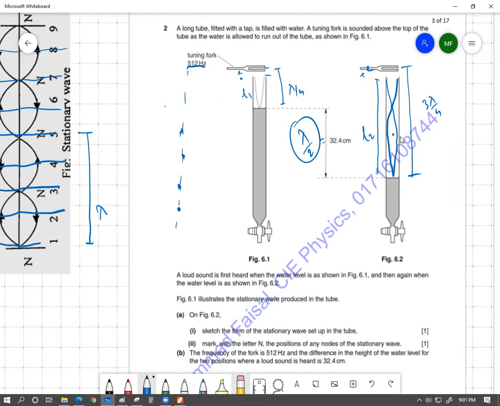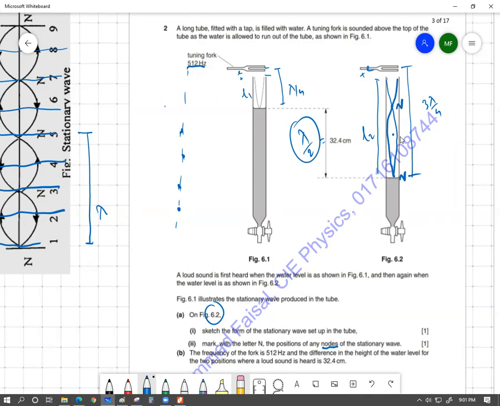Mark with the letter N the position of any nodes in the stationary wave. So a node is produced over here. The question says any, and then they have used plural as well, so they're expecting all the nodes. So I'm going to write N over here. And this is only for figure 6.2, so no need to bother drawing on figure 6.1.